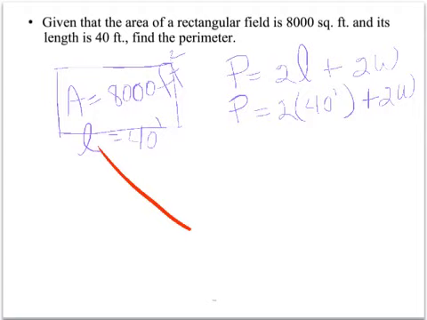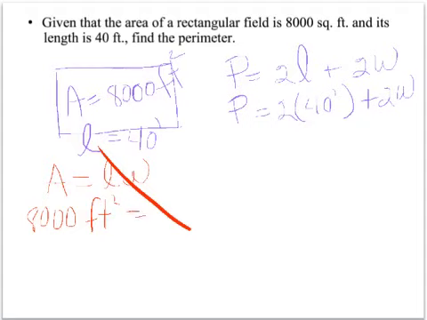Since they gave us the area for this rectangular field, let's write down the formula for area of a rectangle. That would be length times width. And let's see what we can do with this. The area was given to be 8,000 square feet. So we'll substitute A with that number, 8,000 square feet. And the length was given to be 40 feet. So let's replace L with 40 feet times the width.